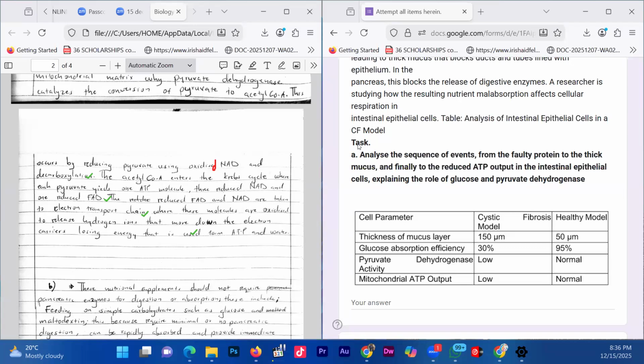So another question is, how does this mucus cause infertility in men and women? Because I failed to get that. How does it cause infertility? How the mucus causes infertility in men and women. The thick mucus.